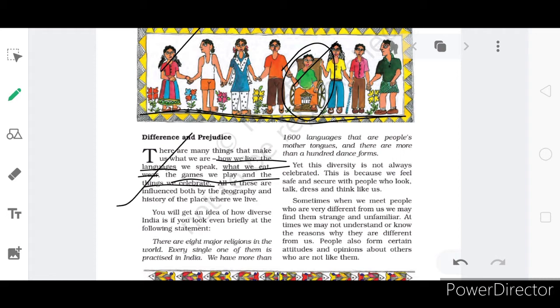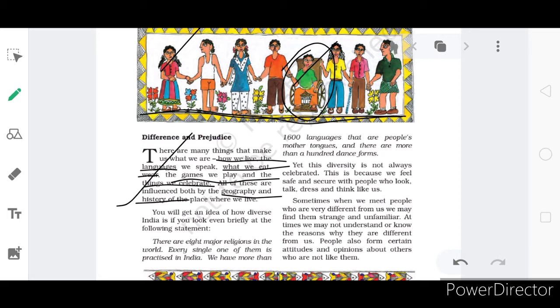As I have told you earlier also, people who are living in hilly areas have quite a different lifestyle in comparison to the people living in plain areas. And also people living in rural areas have a different lifestyle in comparison with the people living in urban areas. So you can see the difference between the geographical areas and also the history.